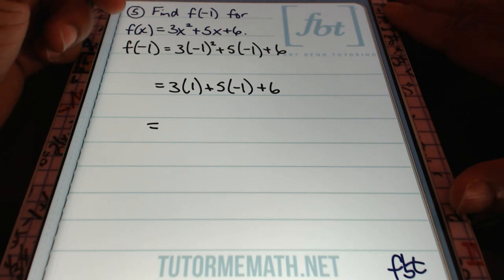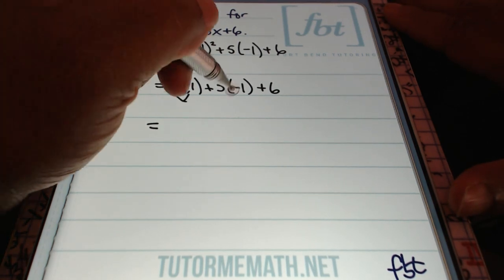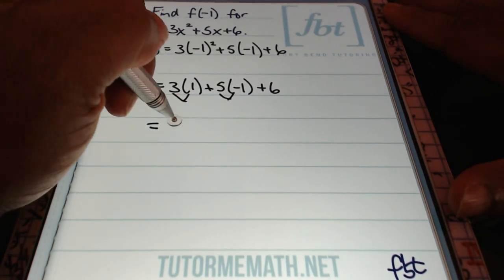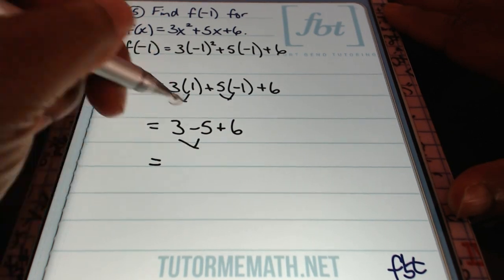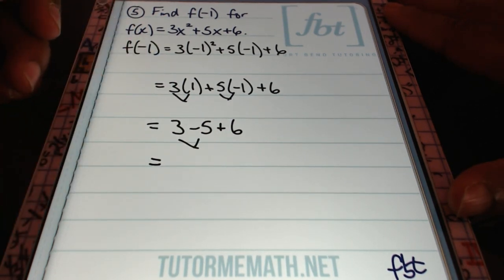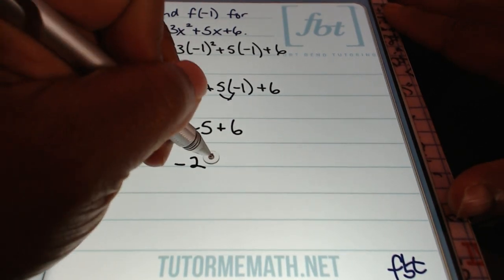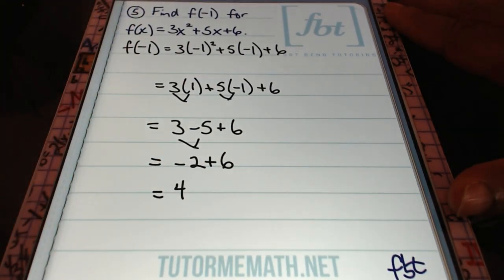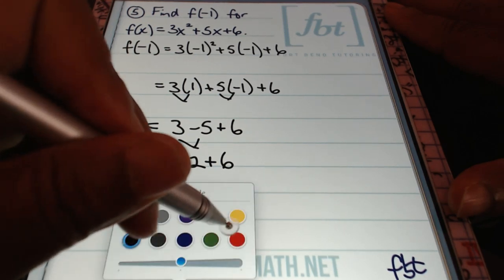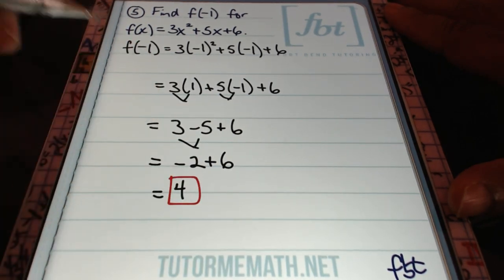Let's see about that answer, Joanna. So here we're going to be multiplying next. We have 3 times 1 and 5 times -1. That gives us 3 minus 5 plus 6. So when we combine our like terms here, working from left to right, I have 3 minus 5 is -2. And then -2 plus 6 gives me positive 4 as our result, Joanna. We have positive 4 as the answer. Done and done. That's it.